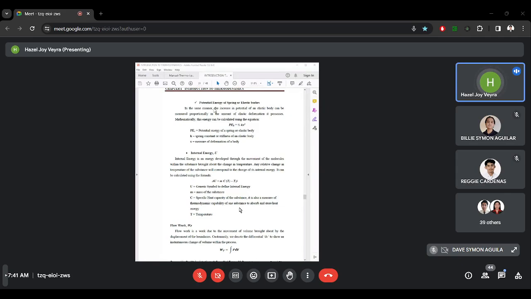So since the internal energy is being affected by the change in temperature, our delta U, or the change in internal energy, is equal to the mass times the specific heat capacity of a substance, multiplied by the change in temperature in Kelvin. So we always use Kelvin when we solve for energy in thermodynamics. Always convert to Kelvin or Rankine. So later I will discuss the sample problem.